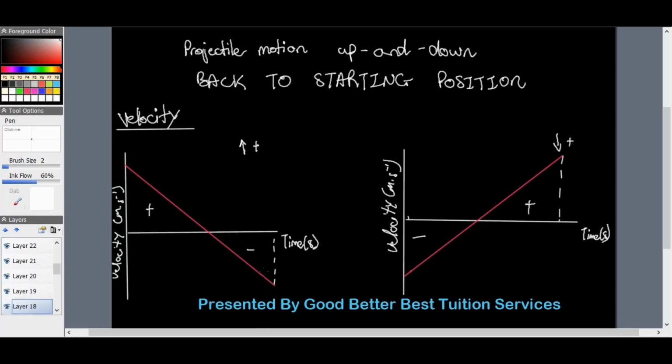Okay, if you use downwards as positive, then this would be your upward motion and this would be your downward motion. Over here, this would be your upward motion, and this would be your downward motion. Of course, if you take the gradient, it still gives you the same thing, which is 9.8 meters per second squared, the gradient of the velocity time graph. But delta y would be the area underneath the graph.